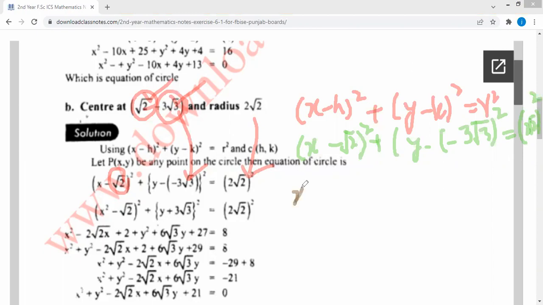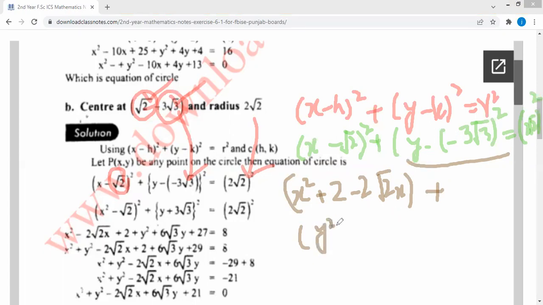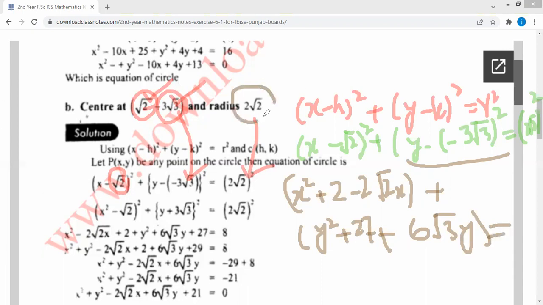This will be A square. Then B square, that is under root 2 square, will be only 2. Then minus 2 AB, that is under root 2x. This is the first value plus. Now this one, so it will be minus minus will be plus. So it will be y square plus. Then at 3, 3 means that the square of 3 will be 9. 9 times 3 is 27. Okay, plus it will be 6 under root 3y equals to 2 under root 2, that is my radius. So when I take the square, so it will be 4 into 2, will be 8, so it will be equals to 8.